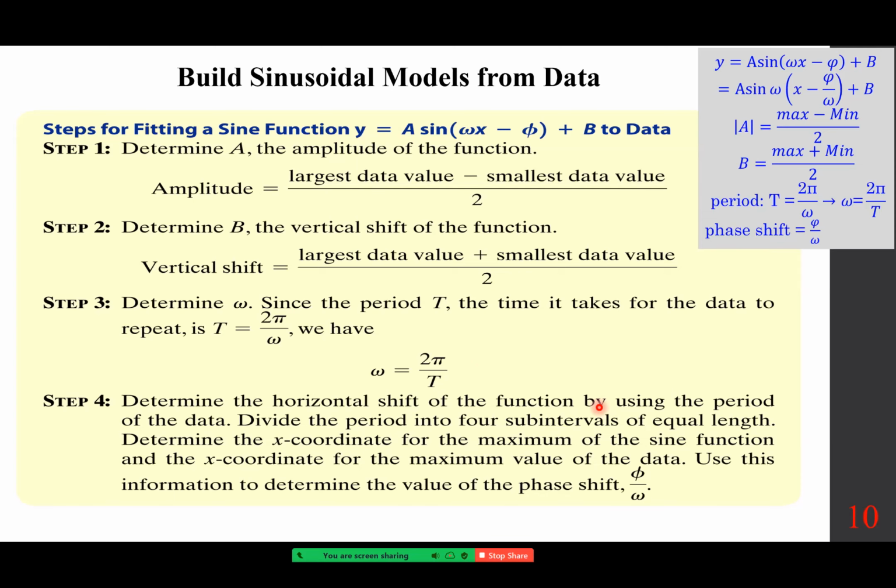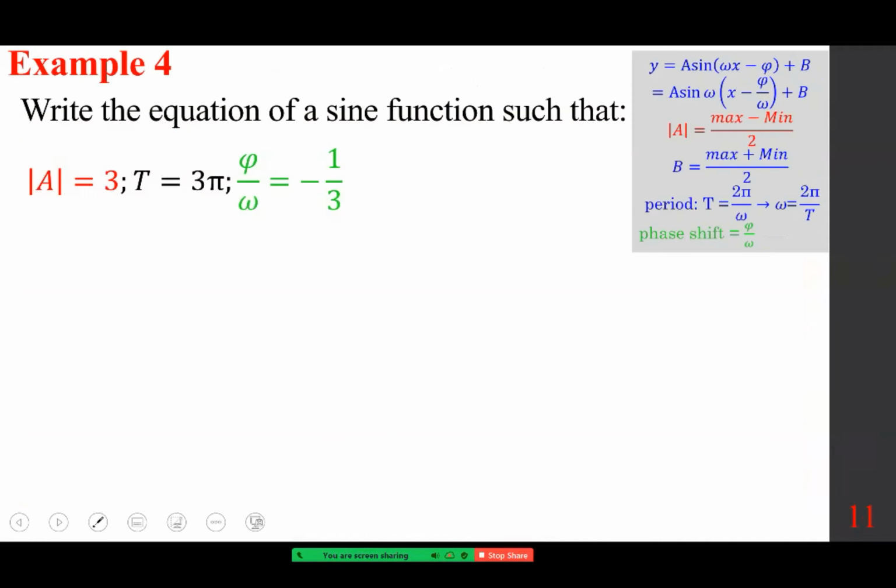Determine the horizontal shift of the function by using the period of the data. Divide the period into 4 subintervals of equal length. Determine the x-coordinate for the max of the sine function and the x-coordinate for the maximum value of the data. Use this information to determine the value of the phase shift. And what do we mean by that? We'll find out in a moment. So first and foremost, if this question is given where we want to write the equation of a sine function, we will look at this formula.